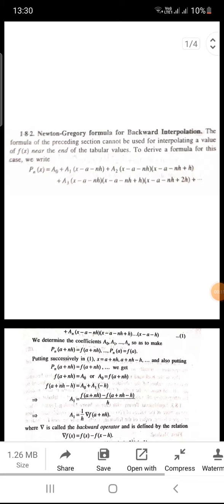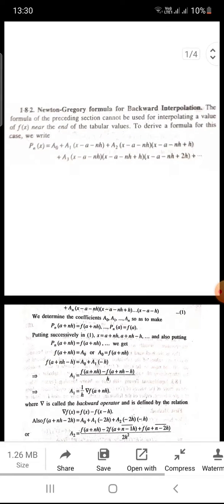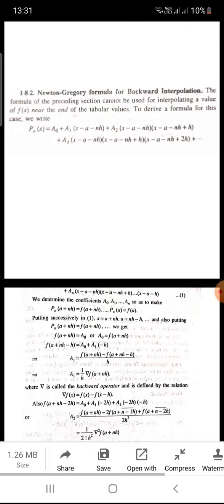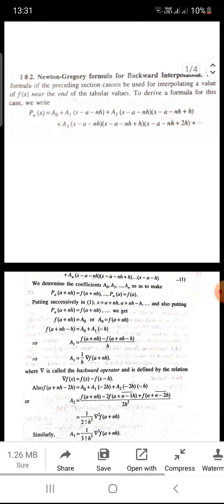Today we will be discussing Newton-Gregory formula for backward interpolation. Now we know that Pn(x) is equal to a0 plus a1 into (x minus a minus h) plus a2 into (x minus a minus nh) into (x minus a minus nh plus h) and so on up till an into (x minus a minus nh) into (x minus a minus nh plus h) up till (x minus a minus h).